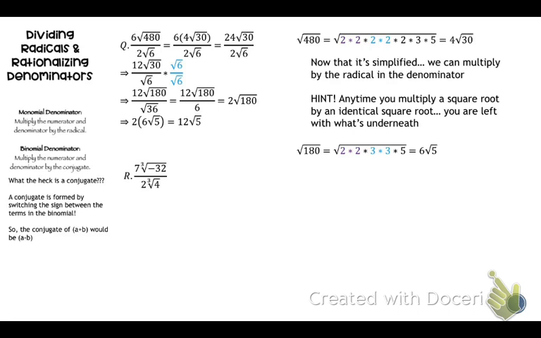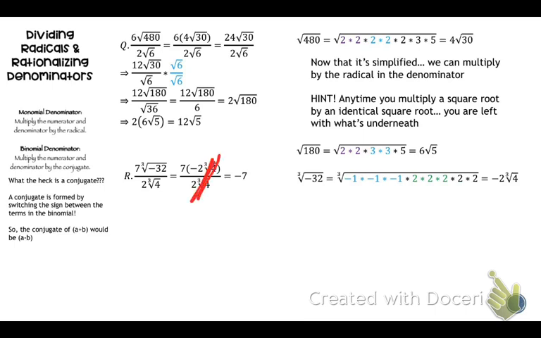Always simplify first. Okay? So negative 32, negative 1, 2 times 2 times 2 times 2 times 2, which is negative 2 cube roots of 4. Now, we have negative 2 cube roots of 4 and 2 cube roots of 4 on the bottom. Those can cancel each other out, and you're just left with 7 times a negative 1, because when those cancel, it just leaves you 1. So that's where you get this negative 7. Cool?